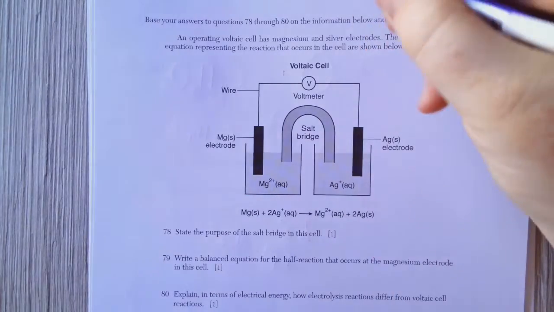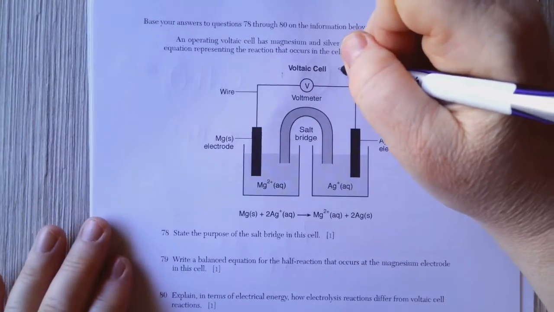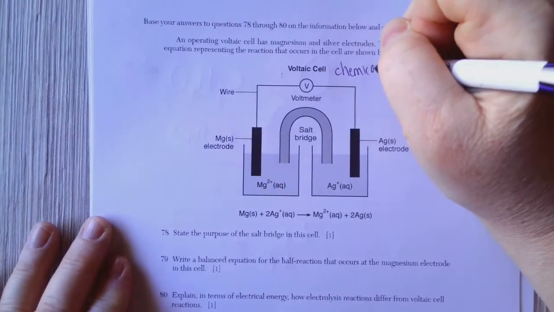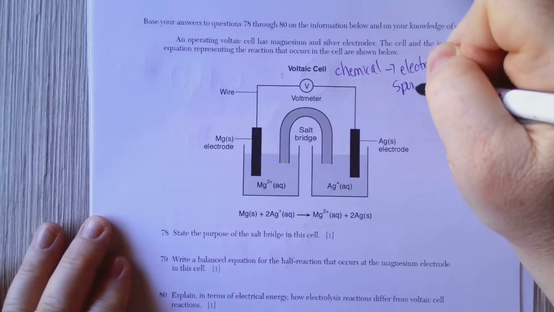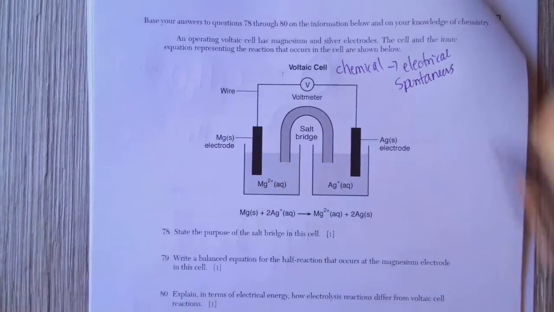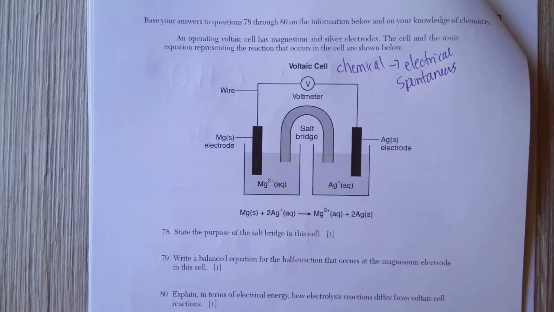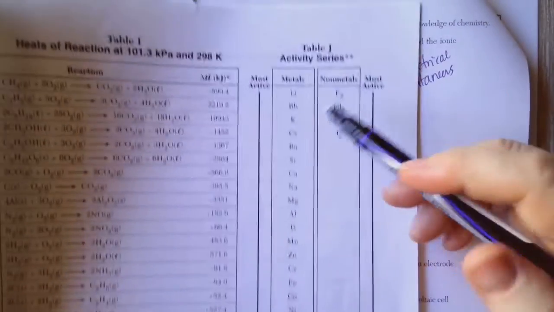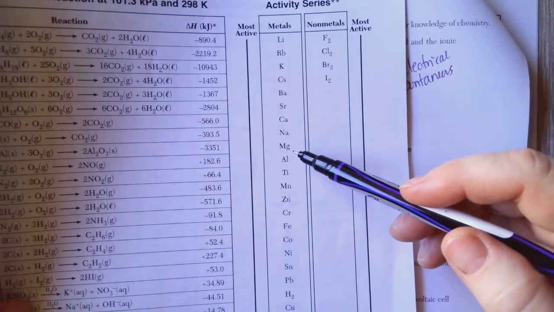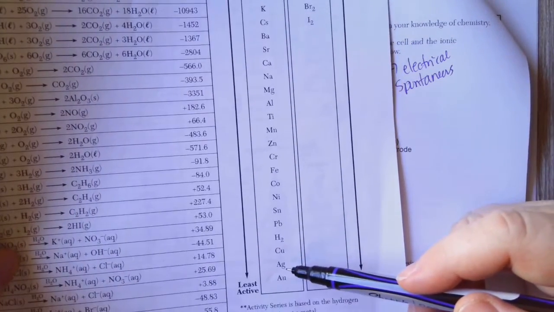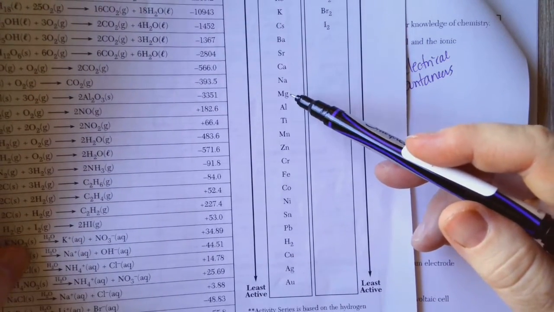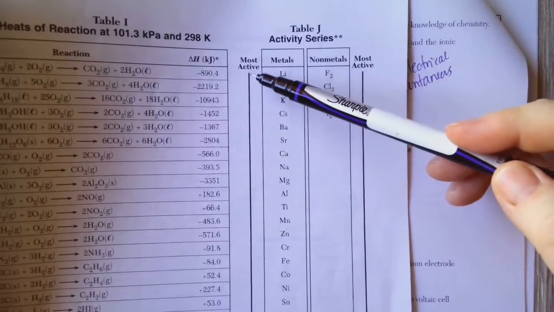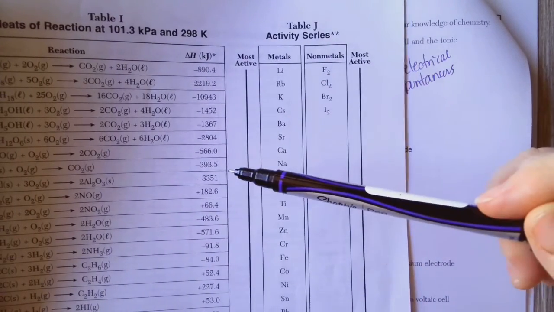Since it is a voltaic cell, that means I have chemical energy going to electrical energy because this is spontaneous, right? So when I look at Table J for these 2 metals, Mg and Ag, I find Mg, and then way down here is Ag. Mg is higher, obviously, right? So it is more active. In terms of metals, they're better losers.